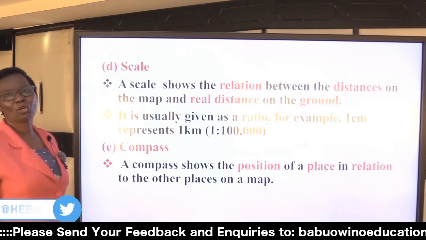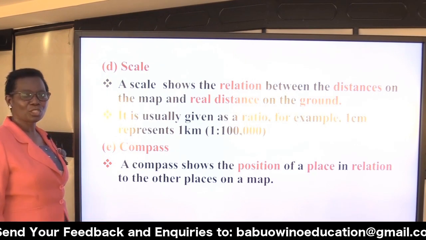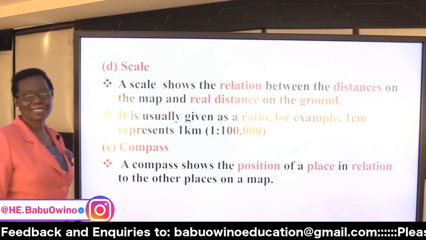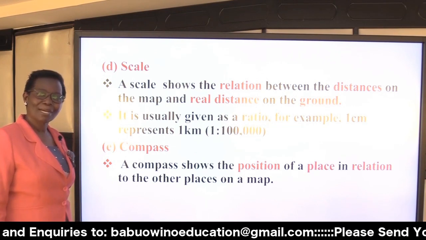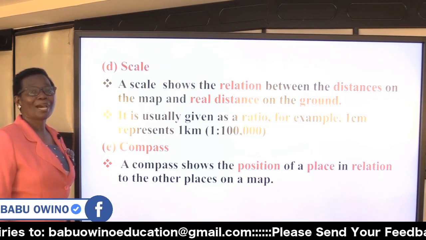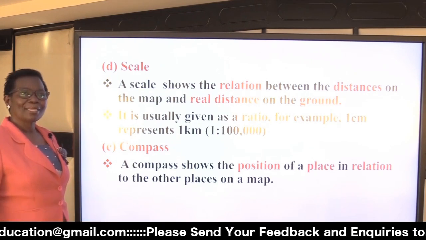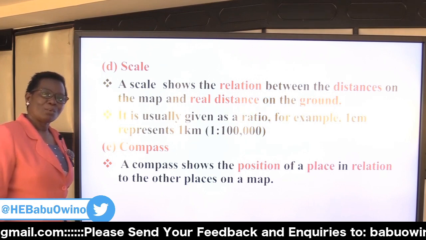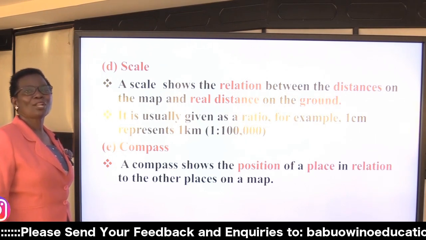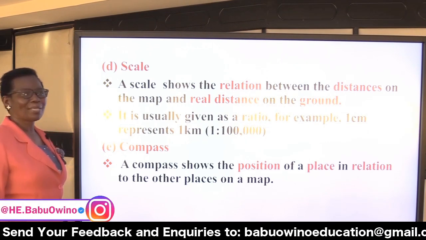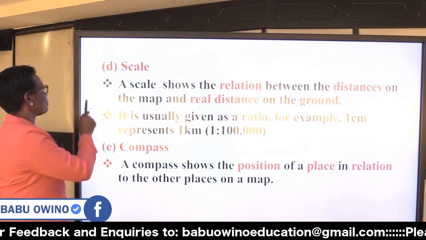So the compass will show me the direction of where your friend sits. Those ones sitting at the back and those ones sitting at the front, I'll be able to use the compass and I will find. So when you tell me that Wanyande sits to the north, I will know where Wanyande sits in the classroom.